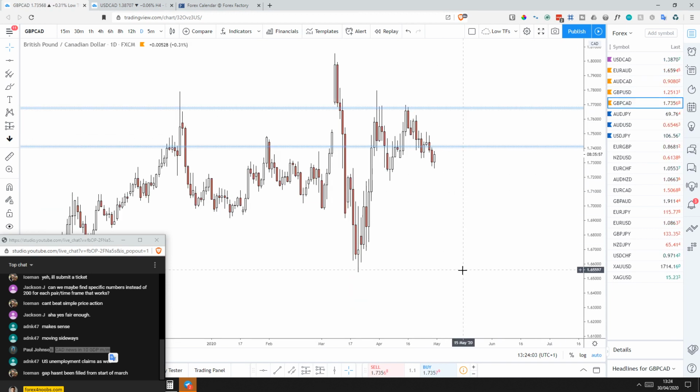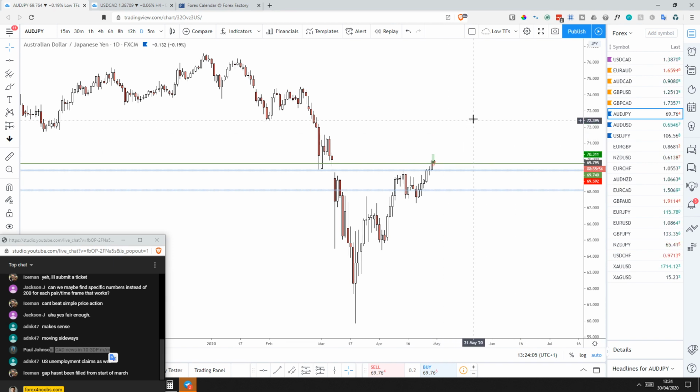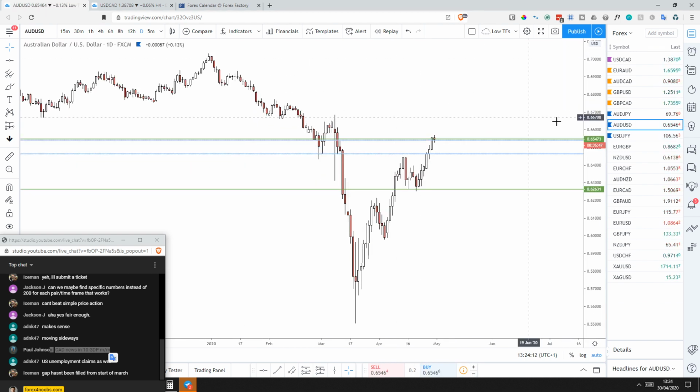The reason I'm looking at the daily is I'm looking for strong trends, because I'm only trading strong trends on the 1 hour chart. So unless it's a strong trend, then I'm just not going to trade it.